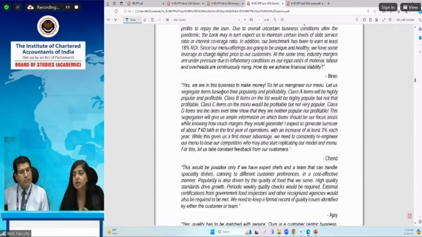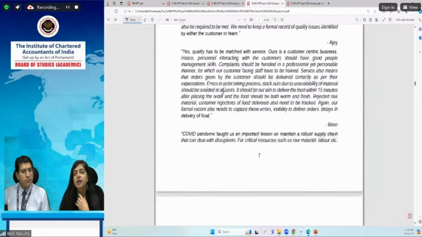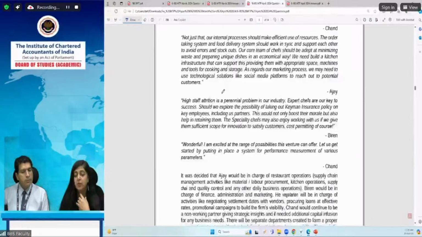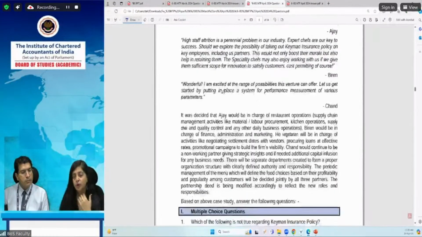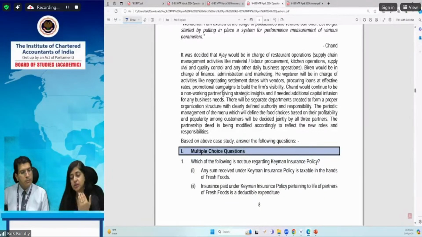So all the discussion that is given in the case study, you have to thoroughly read the case study, what the points are there, what they are discussing, up to what level the discussion is going, and ultimately what they have decided and concluded. After that, you move to the MCQ portion or the descriptive portion, to see what the requirements are and which subject it relates to.